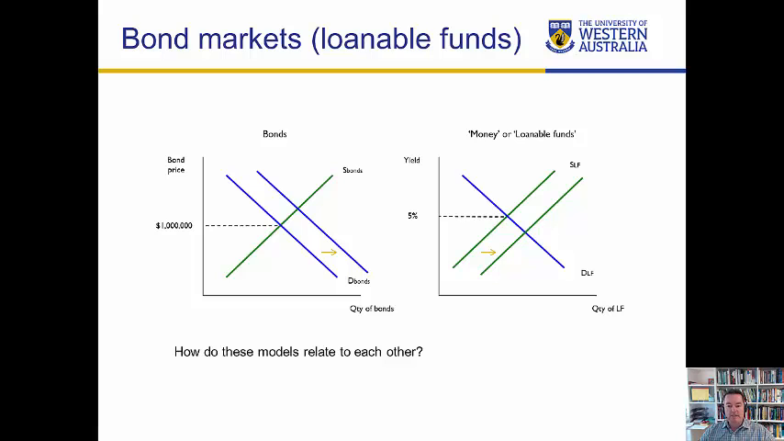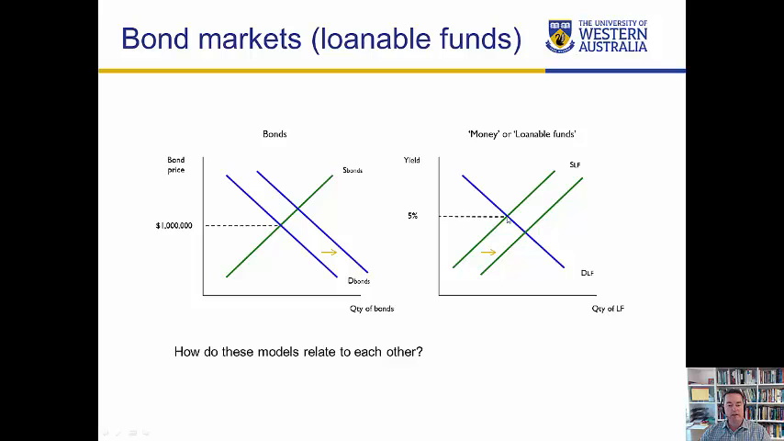On the right-hand side, I've got the money or loanable funds market. So on the left-hand side, I'm looking at a financial instrument. On the right-hand side, I'm looking at the money that relates to that financial instrument. So I've got the demand for loanable funds, DLF, and the supply of loanable funds. And I've got the equilibrium interest rate of 5% right here.